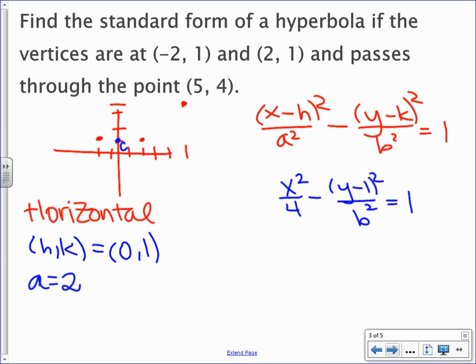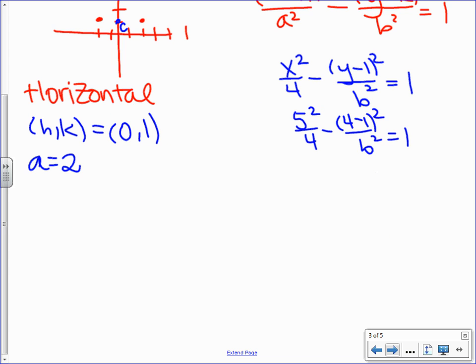We do know a point on our hyperbola. Can we use that? What can we do with it? Plug it in so we can solve for b squared. So our point is 5, 4. So I'm going to have 5 squared over 4 minus (4 minus 1) squared over b squared equals 1. Alright? So we have 25 fourths minus 9 over b squared equals 1.